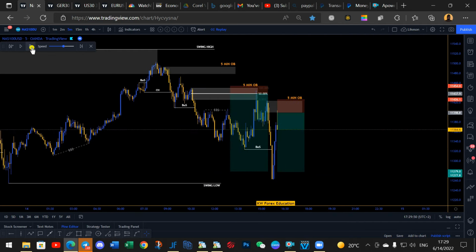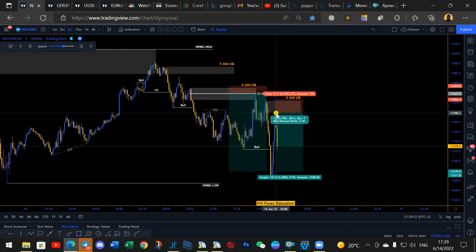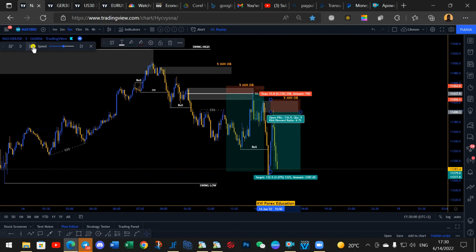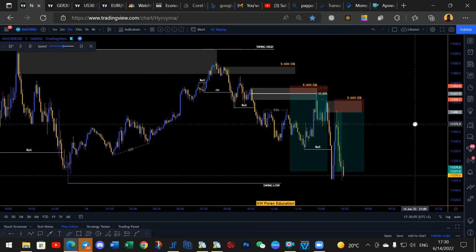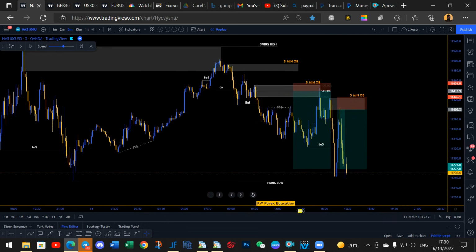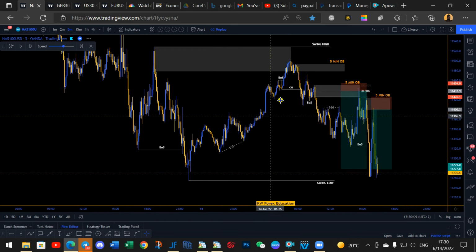So I got tapped in there, as you can see. I got tapped in here, and then it went and hit take profit. So basically this is how I took this trade. I waited for price to go and mitigate my point of interest, because this zone was also big. I just wanted to leave a sell limit there.